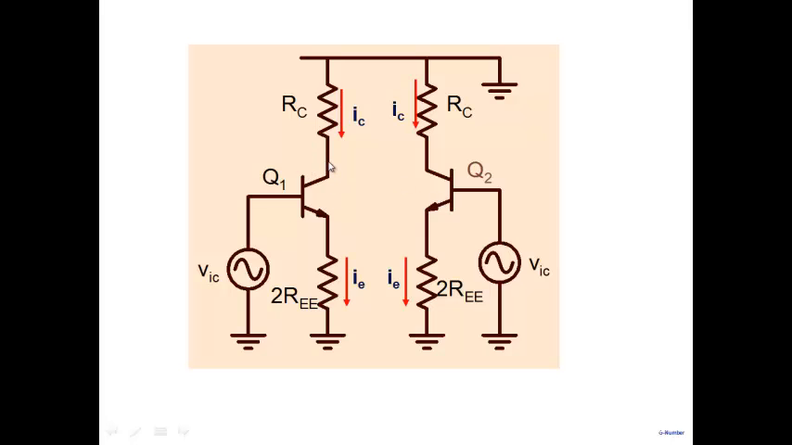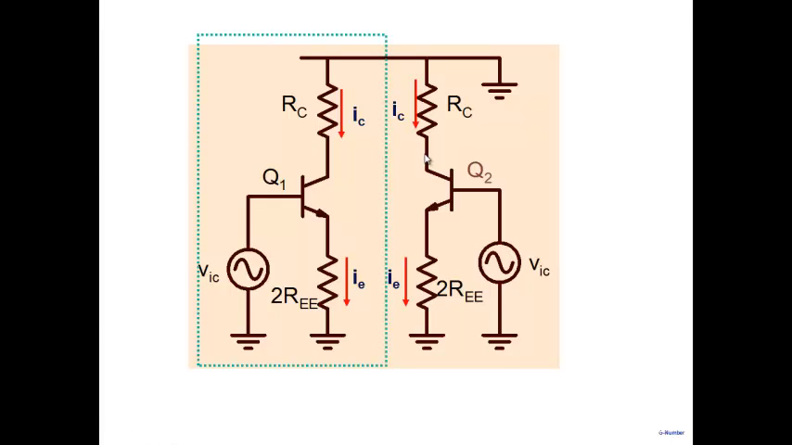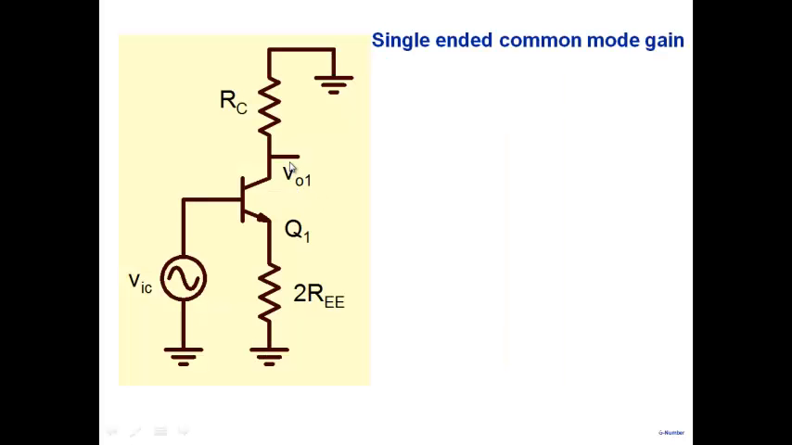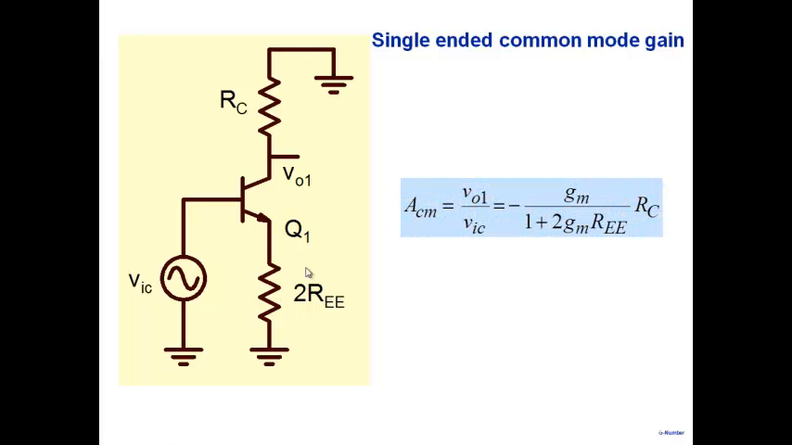And note that the voltage here, this is what we are interested in, the voltage at this node, will be the same as the voltage at this node. Okay. So this is the left half here, and so we focus on V01. And now what will be V01 by VIC here?